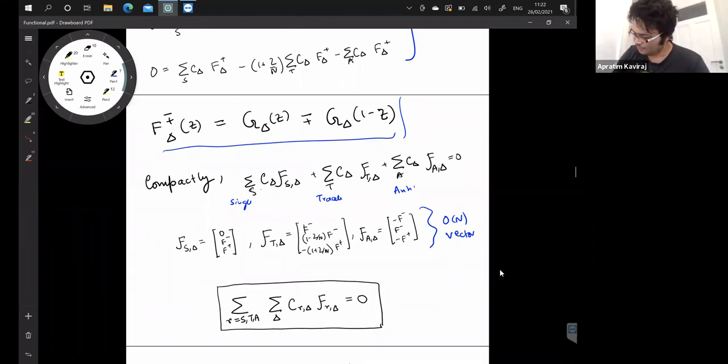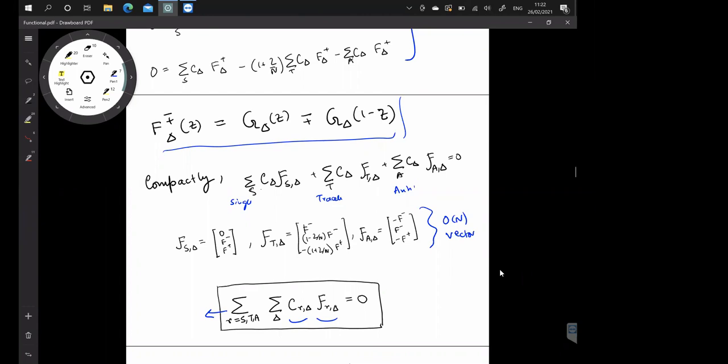You have a sum, where the sum runs over the representations. The representations are S for singlet, T for traceless symmetric, A for antisymmetric, and there is a sum over delta, and then you have the OPE coefficients and the ON vectors F, which has the index R and delta. So I hope this is clear. Please remember that when I say R, R can take the values S, T, and A, and for ON vectors I have to work with these curly Fs, which have 3 components.